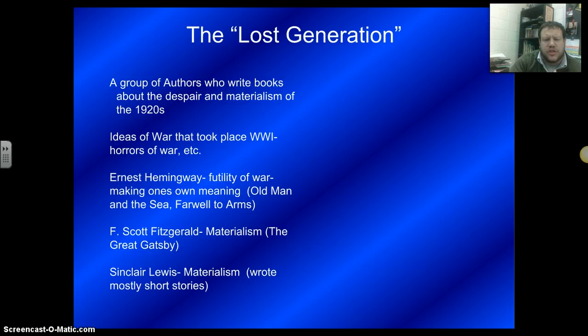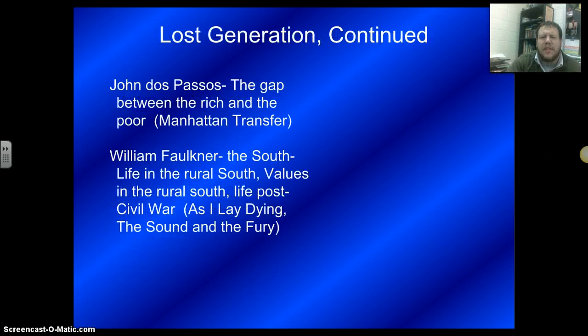Sinclair Lewis writes about materialism, about how people just want to get more and more stuff, that kind of thing. You have John Dos Passos, who writes about the gap between rich and poor. He wrote a book called Manhattan Transfer, about how people survive in the city, how the poor live in the cities. William Faulkner writes about the Southern people, life in the rural South, that people in the North really couldn't see in the post-Civil War era, about small towns and that kind of thing.